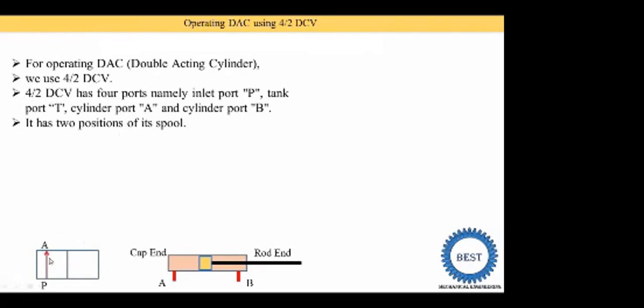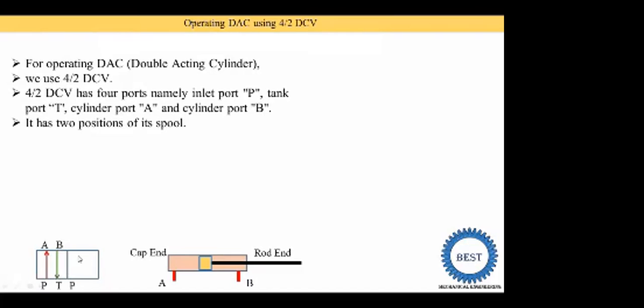Suppose the oil is supplied from P to A, then we draw an arrow like this. So the arrow is in the upward direction. This is port B, that is cylinder port B. Why are they named cylinder port A and cylinder port B? From A and B, the oil is supplied to the cylinder or actuators. That's why they are named cylinder port A and cylinder port B. Here you see the T port. T means it is the tank port. From the T port, oil is supplied back to the tank. Suppose oil flows from B to T, then we draw a downward arrow.